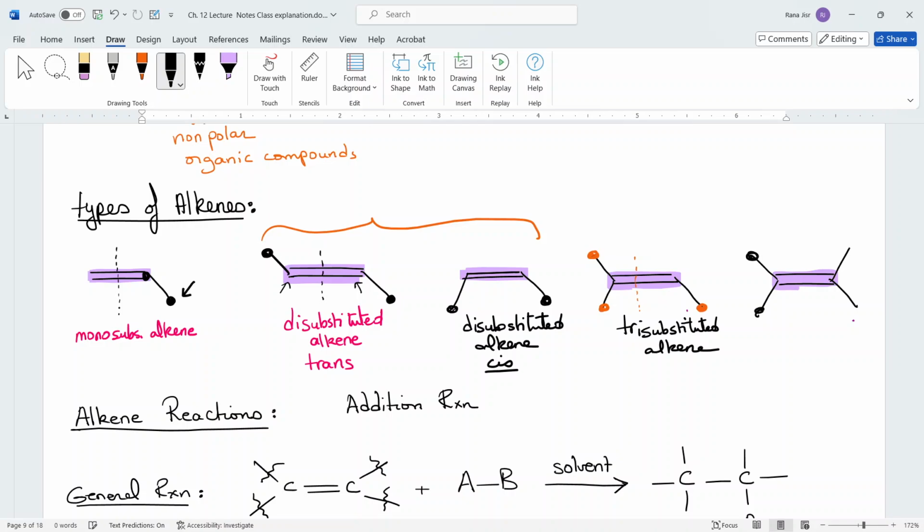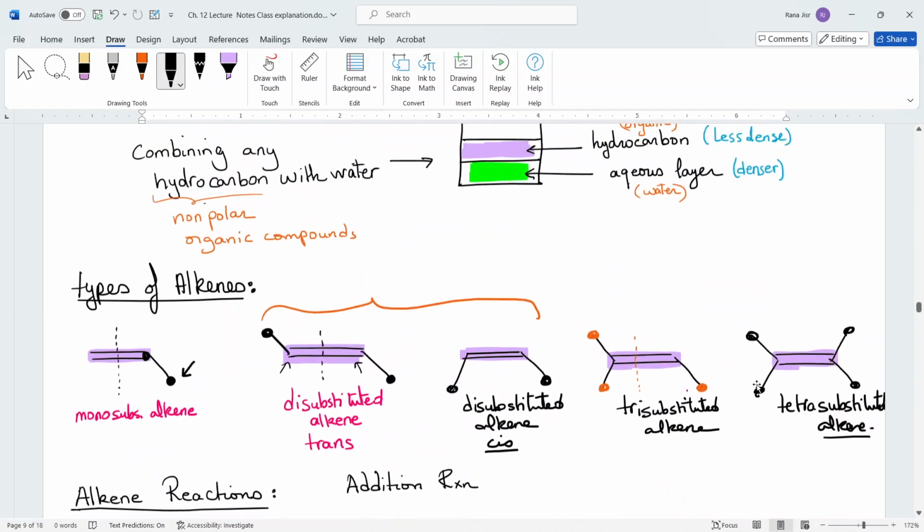And then the last thing is this system over here, where you have a double bond and you have 4 R groups around the double bond. And this is called a tetrasubstituted alkene. Tetra stands for 4. Okay, so you have a monosubstituted, a di-substituted, a tri-substituted, and a tetra-substituted alkene.